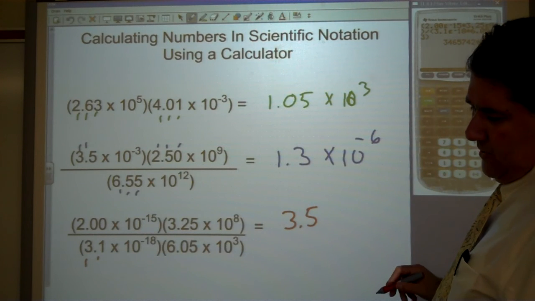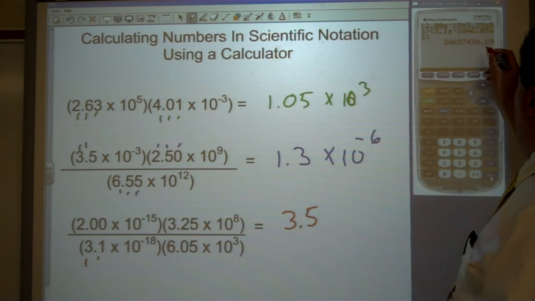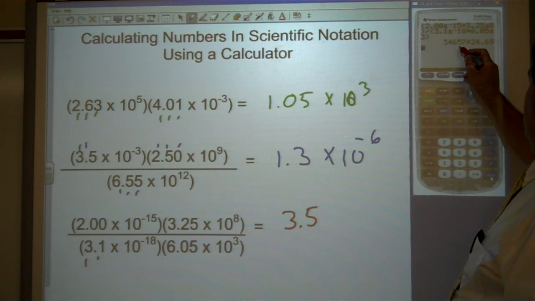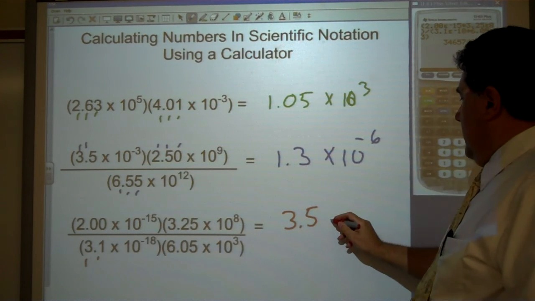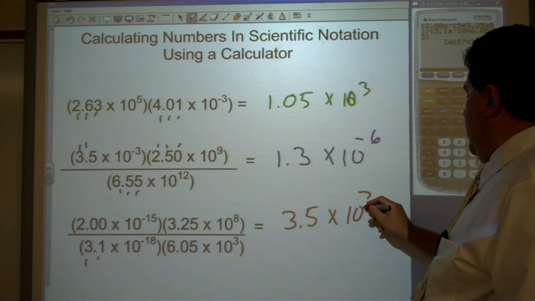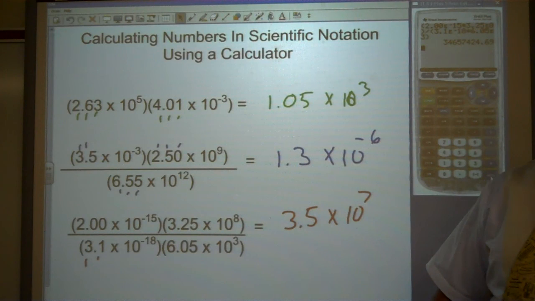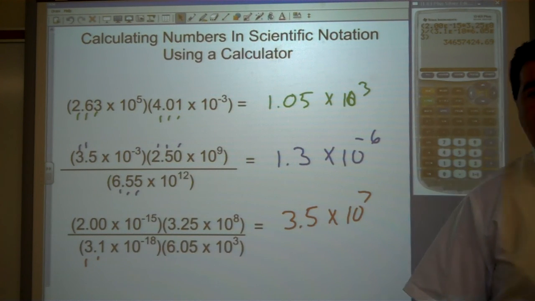Let's see how many decimal places there are over here. It's a number greater than 1, so it's a positive 1, 2, 3, 4, 5, 6, 7, times 10 to the 7th. This is your correct answer in the proper significant figures and the proper order of operations.